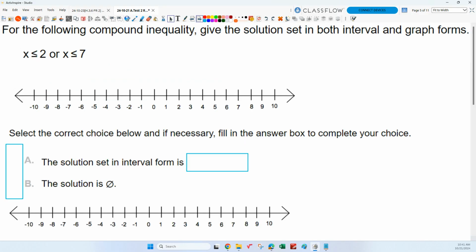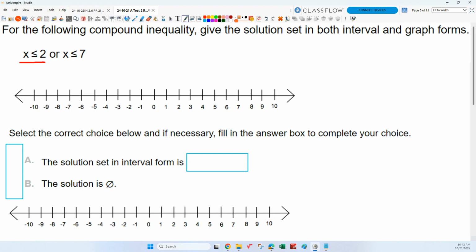Okay. All right, now this is kind of a tricky one, right? It looks really simple, and it's not difficult, but you got to think on this one. You got to be careful. So they want us to graph it and give the solution set in interval notation. Okay, so let's graph it first. Let's graph both of these two parts. So how about the red part? X is less than or equal to 2. What's that look like?